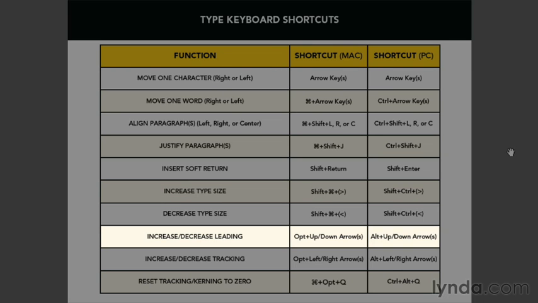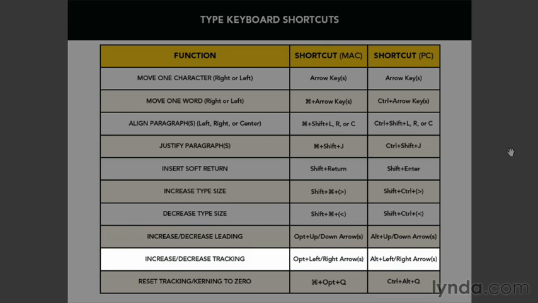You can also increase and decrease leading as well. Leading is the distance between two lines of text. You select the two lines of text, then hold down the Option key on Mac, the Alt key on PC, and press the up or down arrow keys to increase or decrease the amount of space. Same holds true for tracking. Select your text, hold down the Option key on Mac, the Alt key on PC, and then play around with the left and right arrow keys. That's going to increase the amount of space in between individual characters.